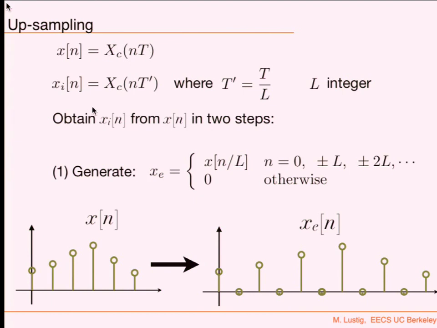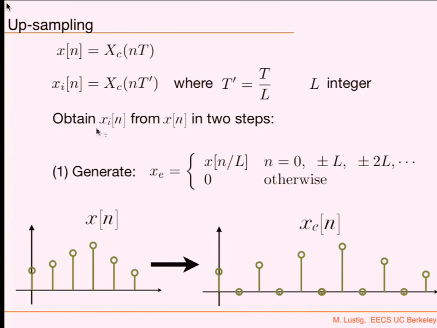What is the interpolation? What does resampling mean? What we want to achieve from resampling is as if we sampled at a higher rate. So our interpolated signal should have been x sub c evaluated at n times T prime, where T prime is some faster multiple of this T period. For example, if L equals 2, then we would have sampled at twice the rate.